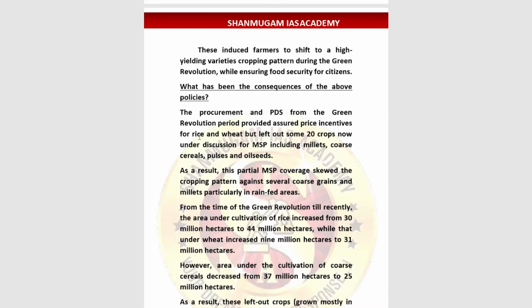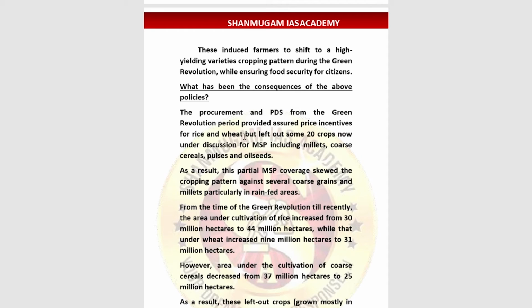The first one is that procurement and the public distribution system from the green revolution period provided assured price incentives for rice and wheat, but left out some 20 crops now under discussion for MSP, including the millets, the coarse cereals, pulses, and the oilseeds. In the starting of the class, I told you there are 23 crops which are under the MSP. So here they are saying the incentives for rice and wheat are there, but left out some 20 crops now under discussion for the MSP, including these millets, coarse cereals, pulses, and the oilseeds.